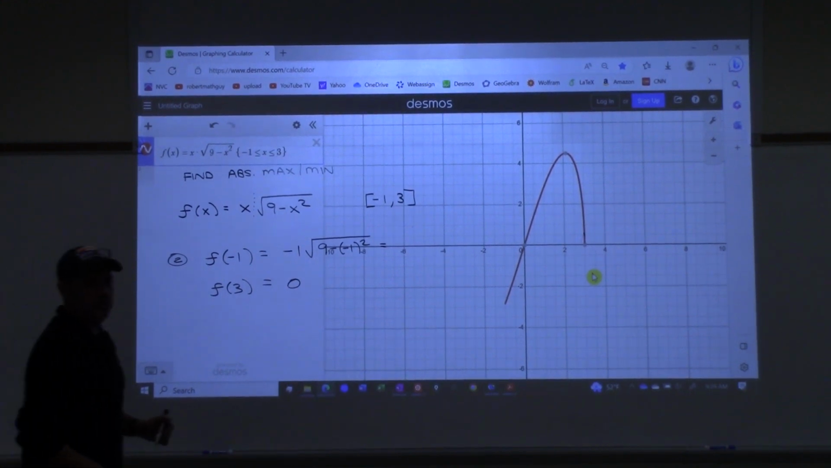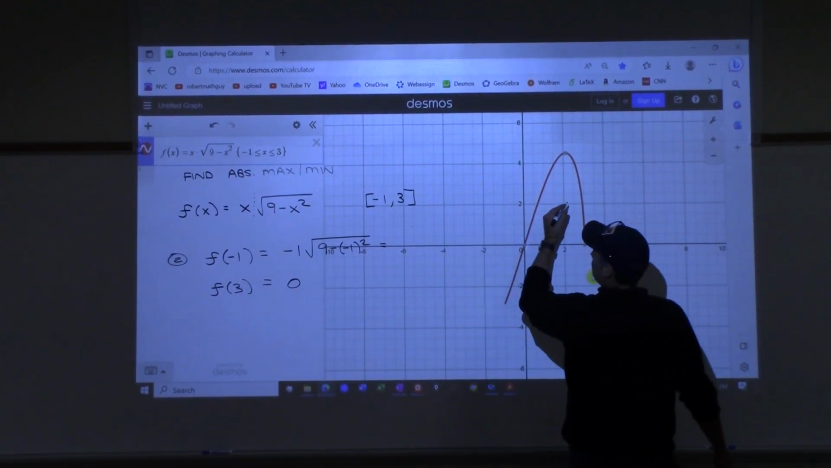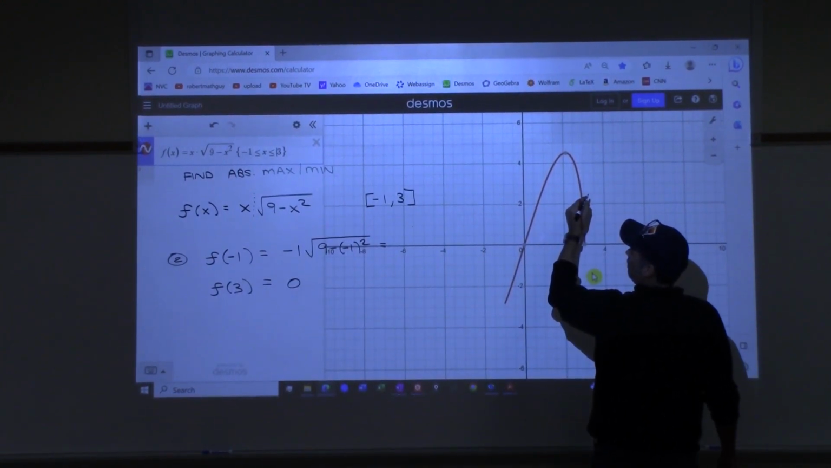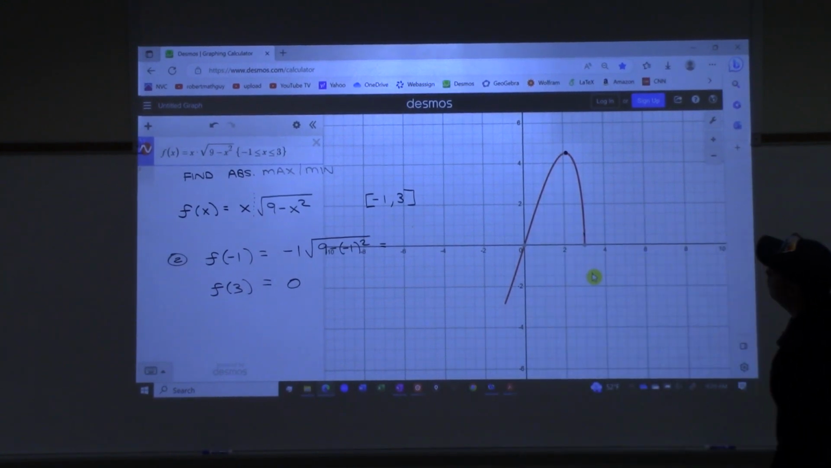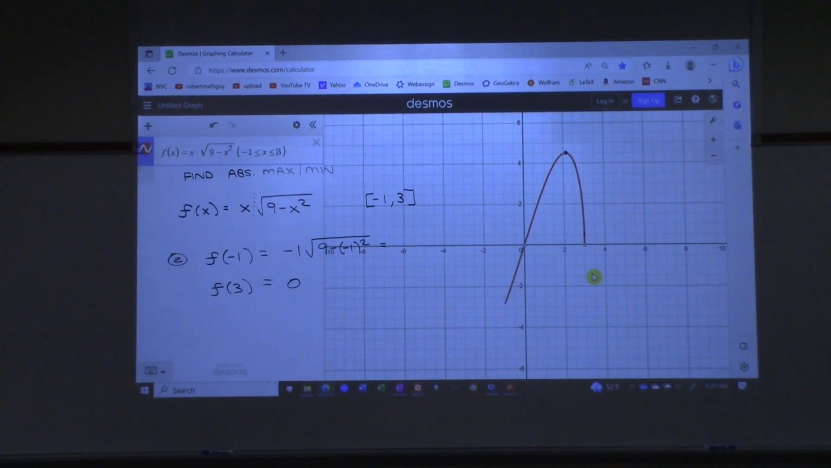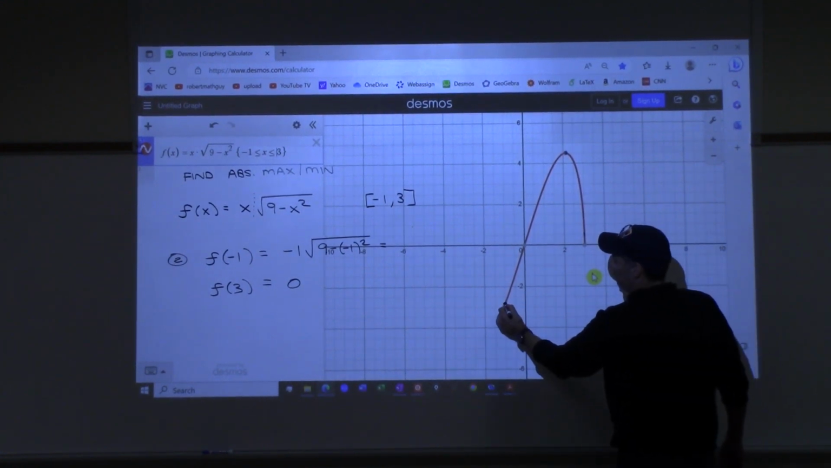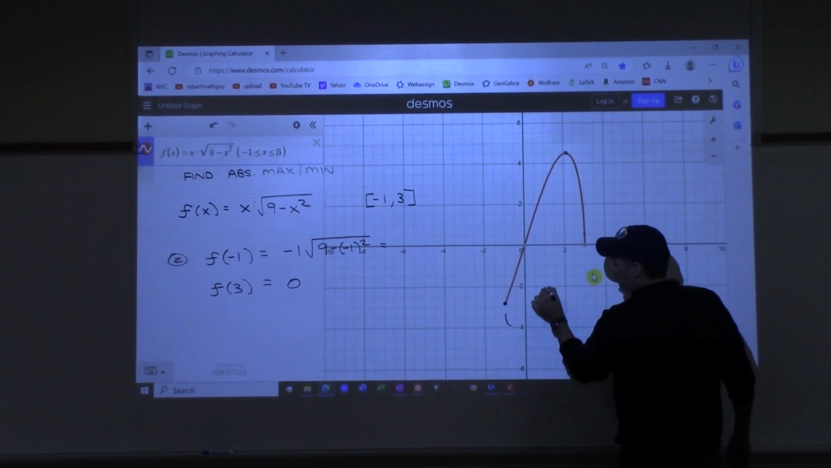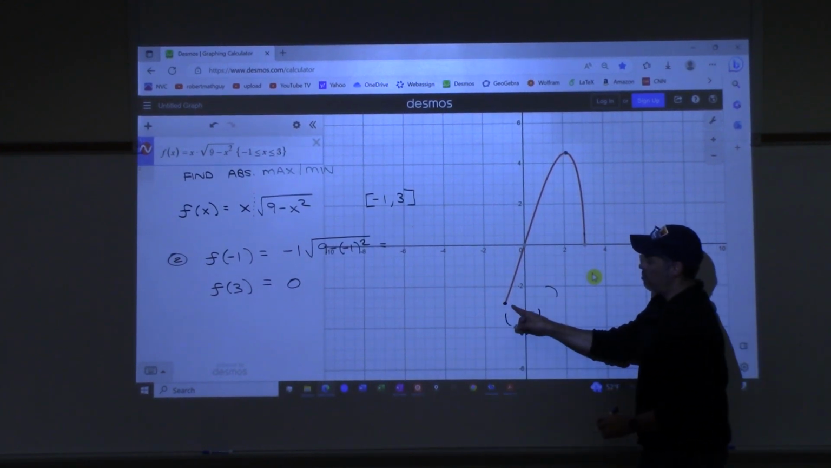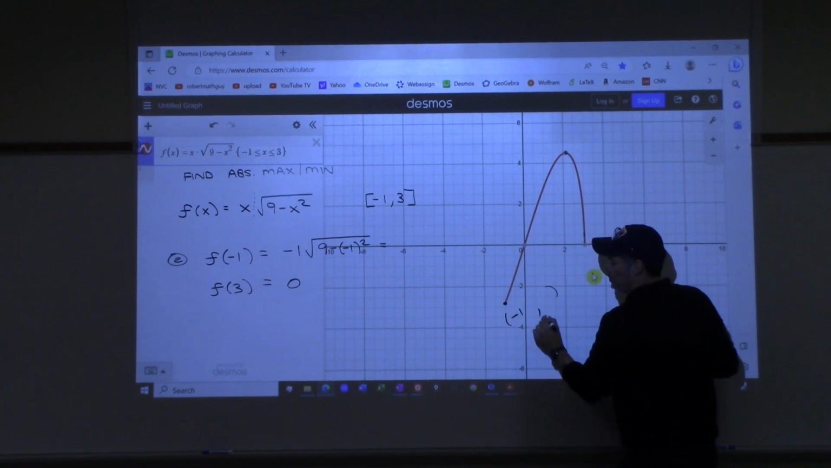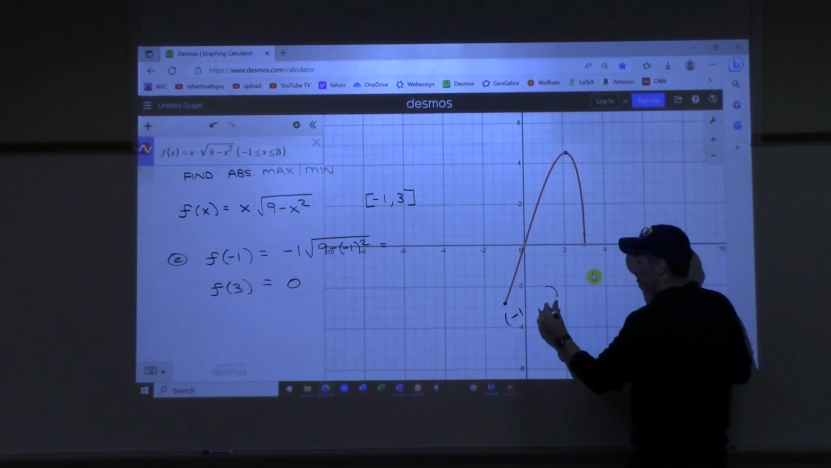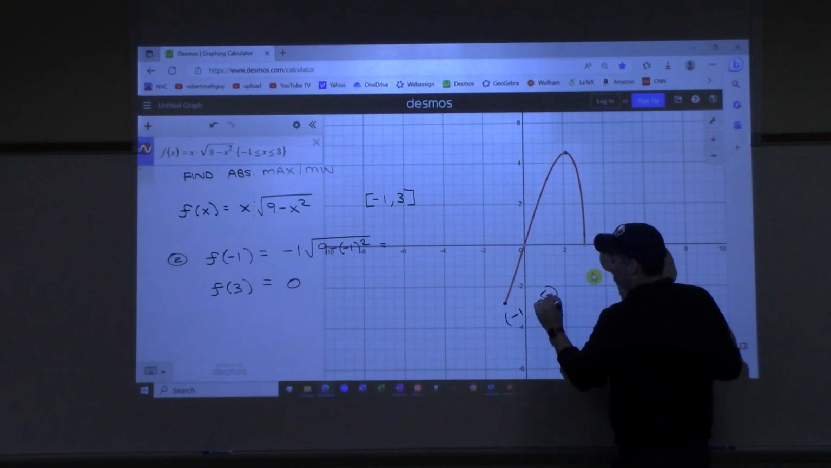See the highest value? What do we get? Right here? Yeah, that's 4.5. That's the highest value, right? And then the lowest value is right here. So what are the coordinates of this point? What's the x coordinate? So where did that negative root 8 happen? -1, right? When we plug -1 into the original function, we got negative root 8.